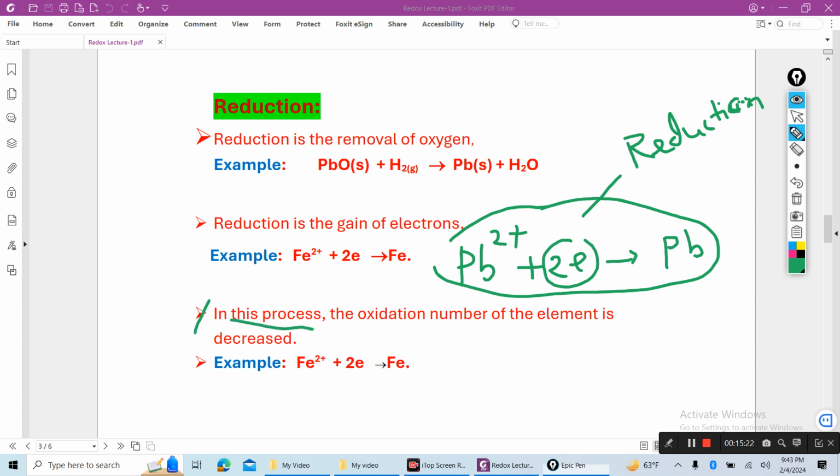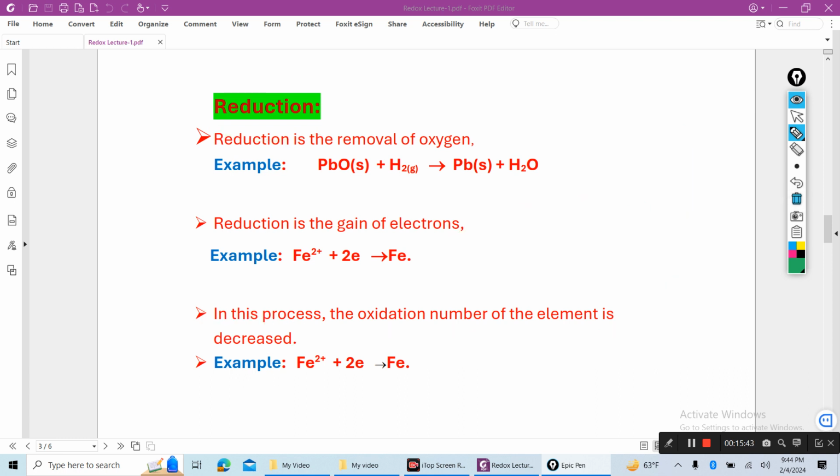Now you see, in this process, in reduction, the oxidation number of the element is decreased. You know, in oxidation the oxidation number increases, but in reduction the oxidation number decreases. Now here Fe2+ oxidation number is plus 2. Here the element is 0. So plus 2 to 0, so the oxidation number decreases. So this reaction is a reduction reaction.